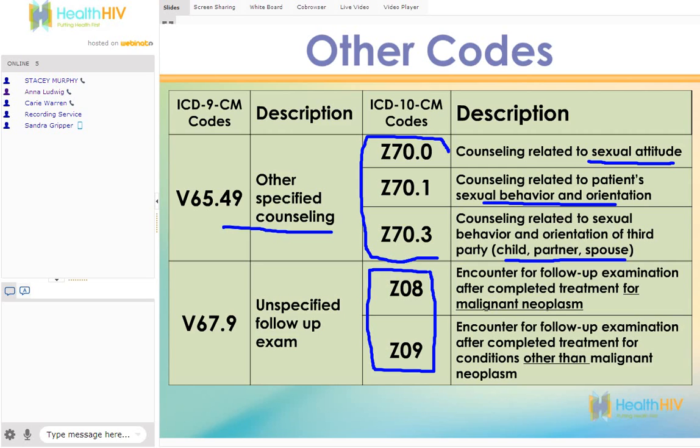So now, instead of reporting this unspecified code that was used in ICD-9 that commonly resulted in denied claims, there's a code that's more specific that helps the payer determine that the patient was sick, but now they've completed treatment and they're coming in just for that follow-up visit. Now, if you'll notice, Z08 is specific to cancer, and the Z09 is everything other than cancer.